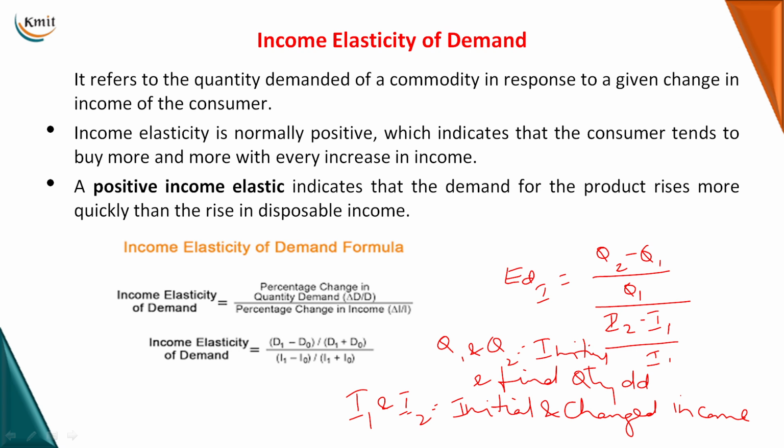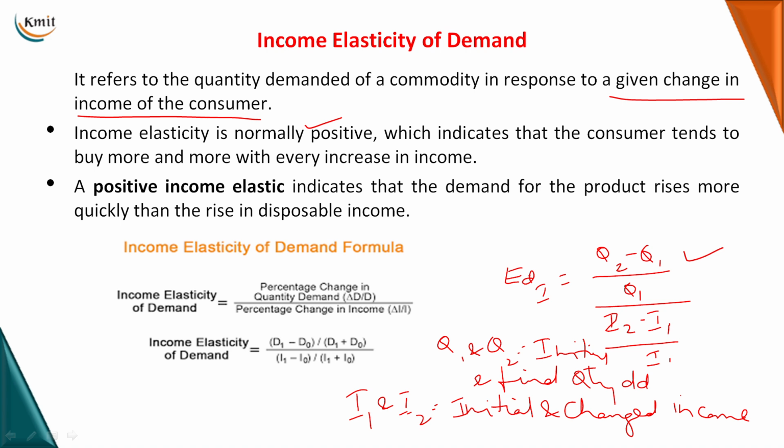So next coming is income elasticity of demand. It refers to the quantity demanded for the commodity in response to the given change in the income of the consumer. So it is normally positive, which indicates the consumer tends to buy more and more with every increase in the income. Right? So this is the formula for calculating the income elasticity of demand, where Q1 and Q2 are initial and final quantity demanded. I1 and I2 are the initial and the changed income of the individual.